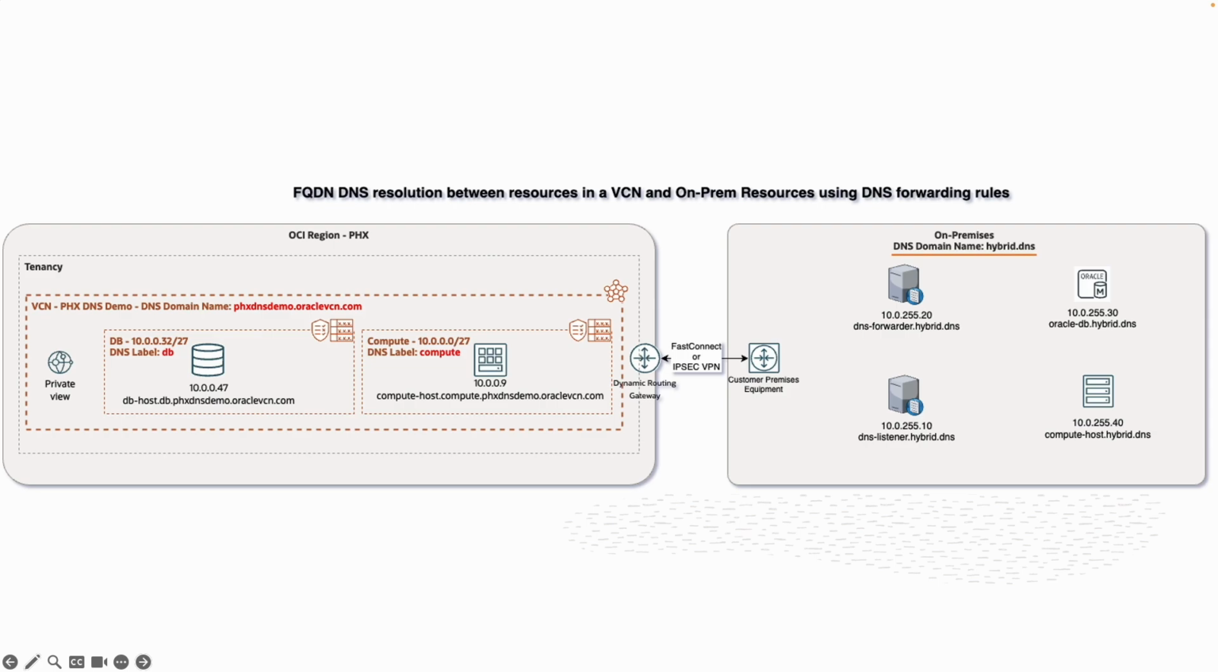On-premises, there are two DNS servers, one for listening and one for forwarding DNS queries. Also, four test resources are on-premises with their own FQDN resolved by the on-premises DNS system. In this demo, I only show the OCI configuration changes, not the on-premises configuration.